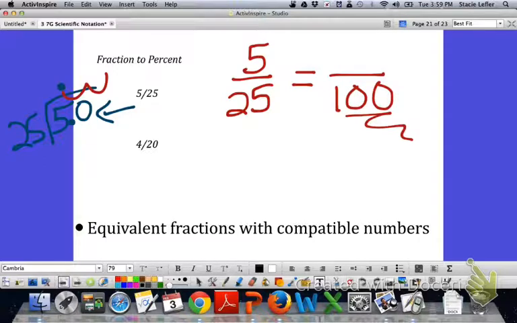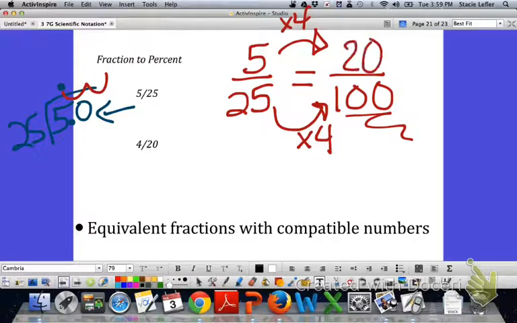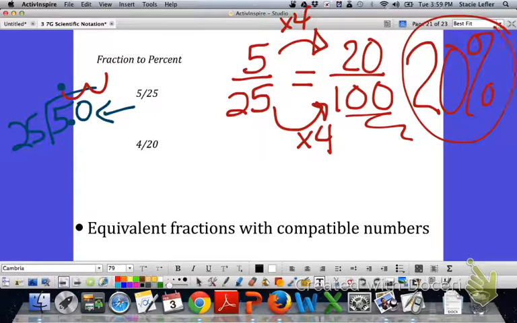With 25 as the denominator, we can use equivalent fractions here and say multiplying by 4 gets us from 25 to 100. So whatever we do to the bottom, we must do to the top, and we get 20. If it's out of 100, that's automatically our percent, 20%. Okay, pause the video and change 4/20 into a percent. Try this method.